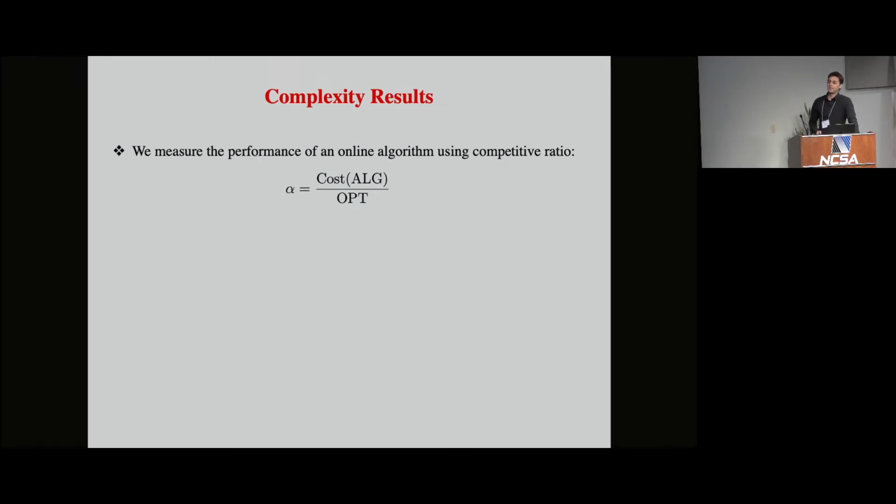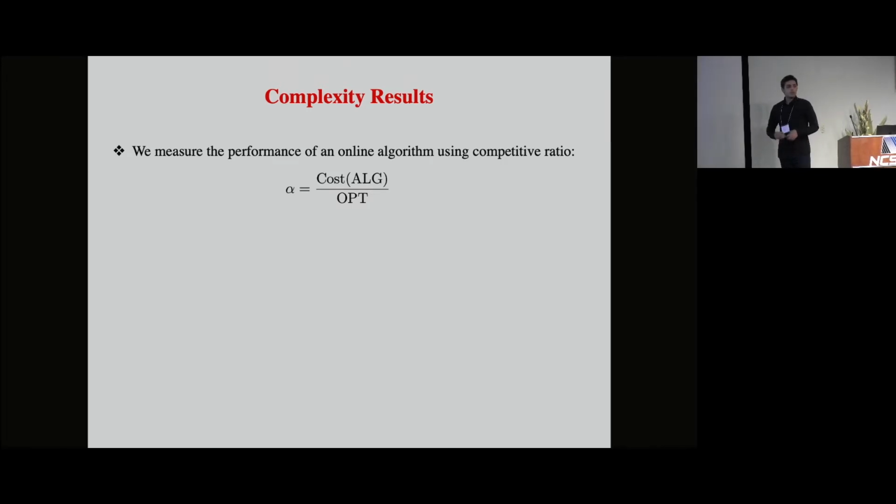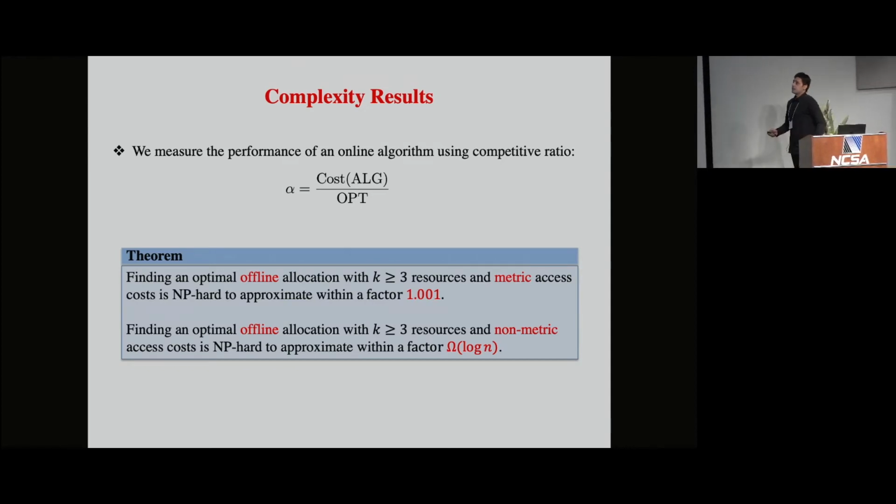Great, yeah. Good. So the metric that we are going to use here is, again, competitive ratio, which is the cost of the online algorithm that we are going to design divided by the cost of the optimal offline solution, which basically knows all the cache sizes and the access costs a priori. Okay? Great.